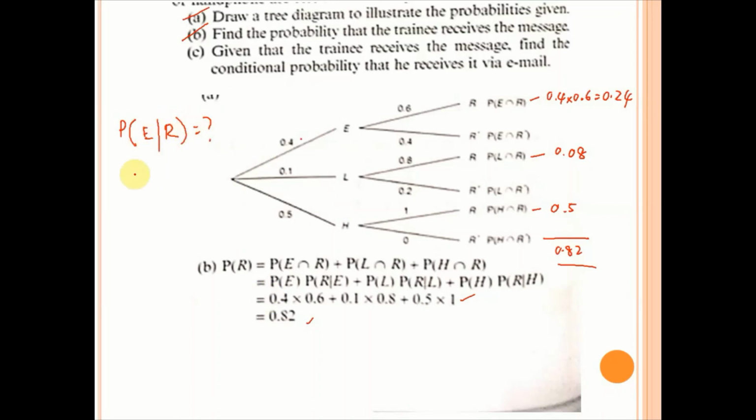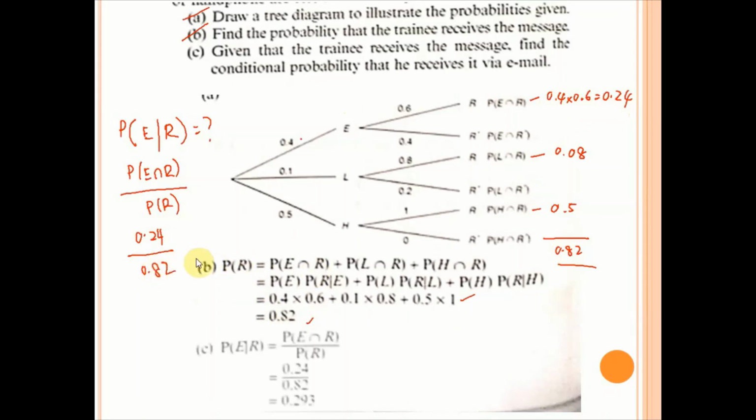So we know this one comes from the formula P(E intersect R) divided by P(R). P(E intersect R) mana? Ini E, ini R, which is 0.4 times 0.6, 0.24. So atas adalah 0.24 divided by P(R). P(R) apa? Maksudnya semua yang receive ni, which is kita dah kira dekat A, 0.82. So the answer is 0.24 divided by 0.82, 0.293. So that's how you calculate probability using a tree diagram.